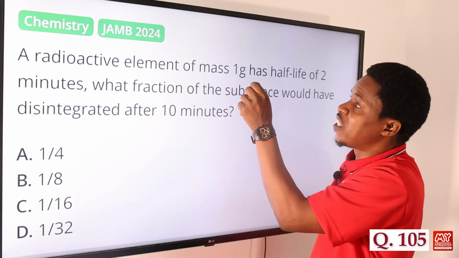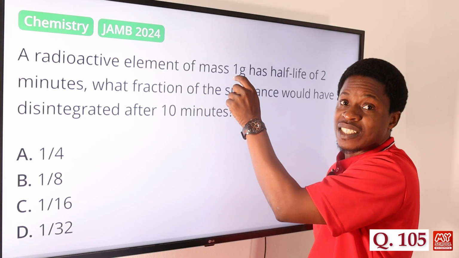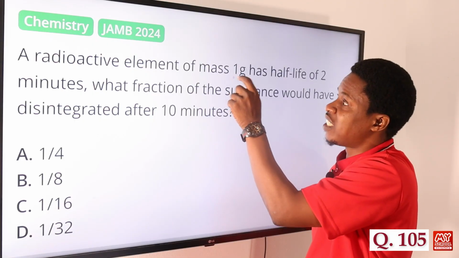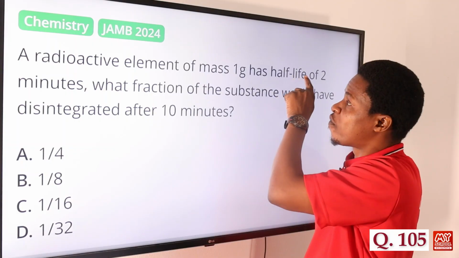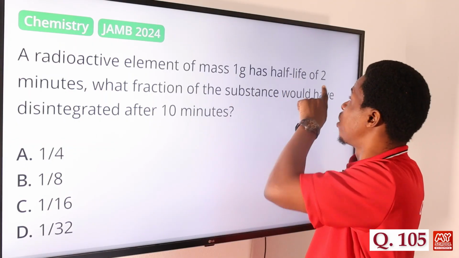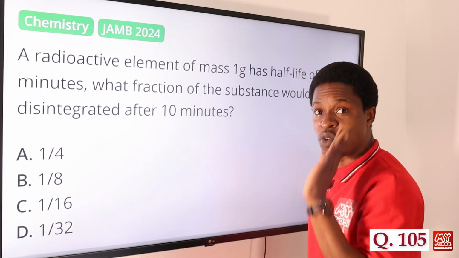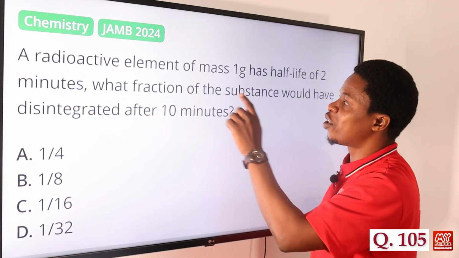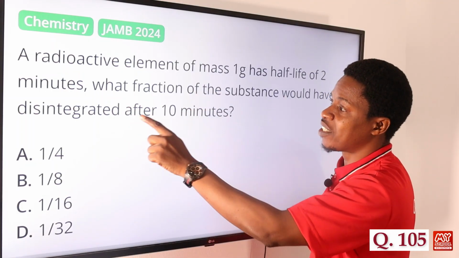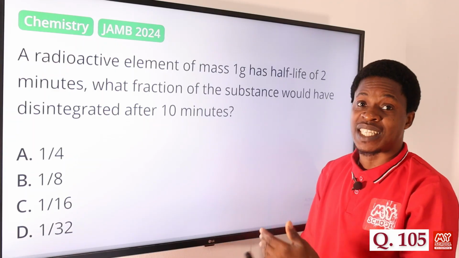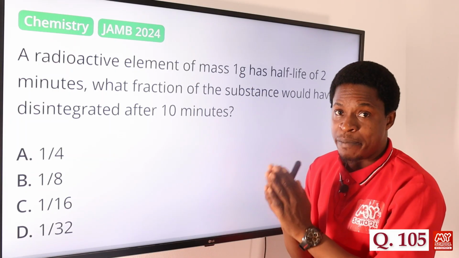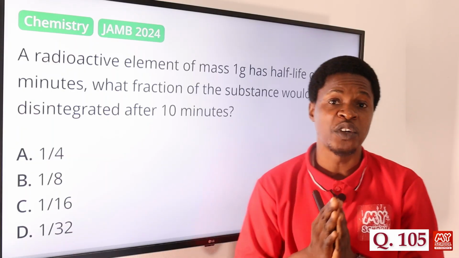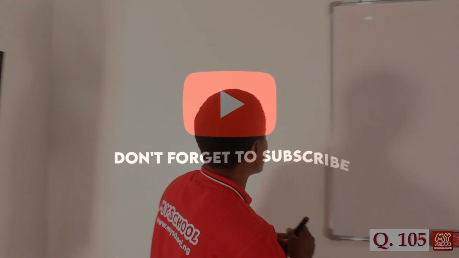So if the entire mass of that element is 1 gram, it's going to take 2 minutes for it to split into half. Now what fraction of the substance would have disintegrated after 10 minutes? So after 10 minutes, what amount of this will be left remaining? That is what we want to calculate. So let's move on to the board and see how to go about that question.